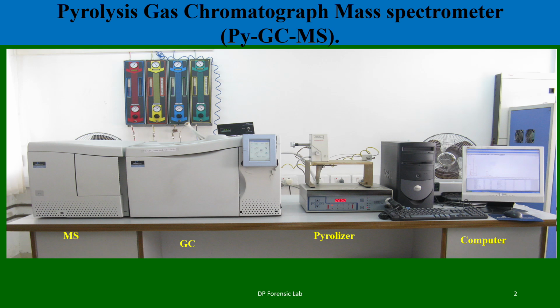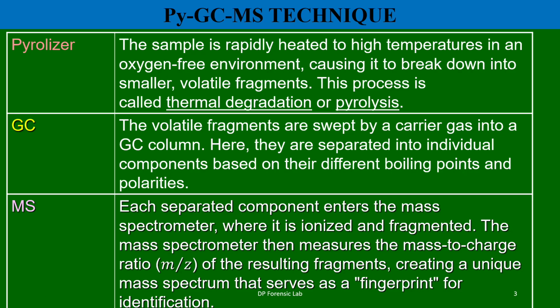As the name indicates, it is PyGCMS. GC, you know, is gas chromatography, MS is mass spectrometer, and this is attached with the pyrolysis. One pyrolyzer is attached. This is the GC, this is the MS. The MS is attached with the GC, and initially it starts from the pyrolysis, and a computer system operates the whole system. So I will discuss this technique. PyGCMS is a very useful technique. So what is PyGCMS?